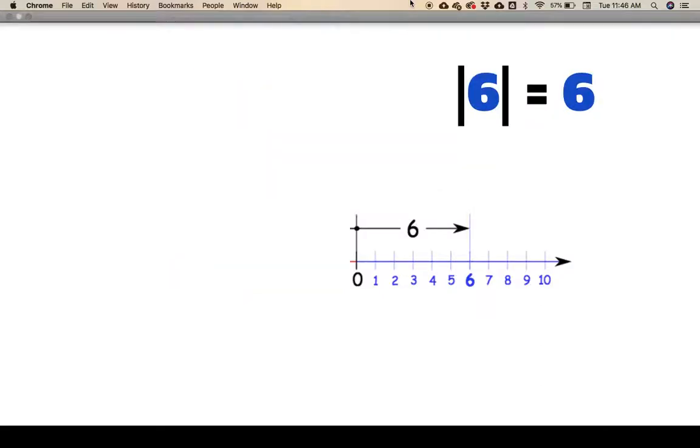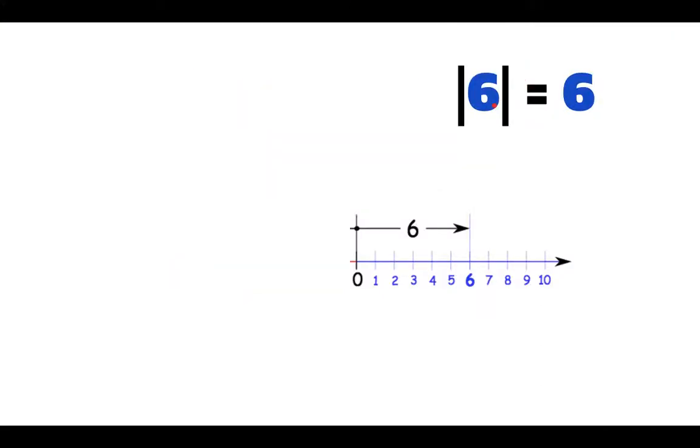So the absolute value of 6 is how many spots it is away from 0. So let's count. 1, 2, 3, 4, 5, 6. The absolute value of 6 is 6.